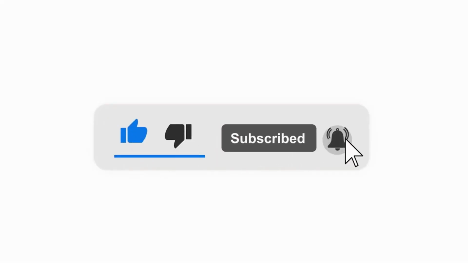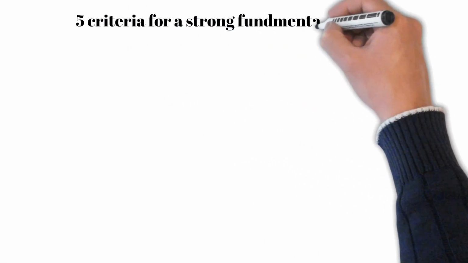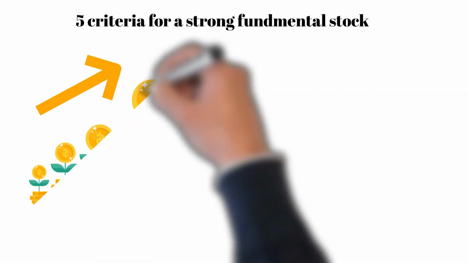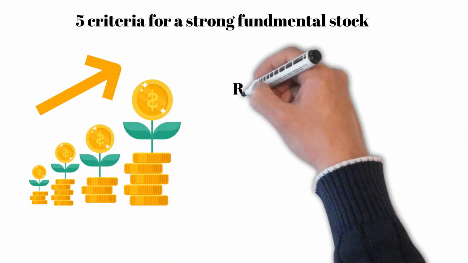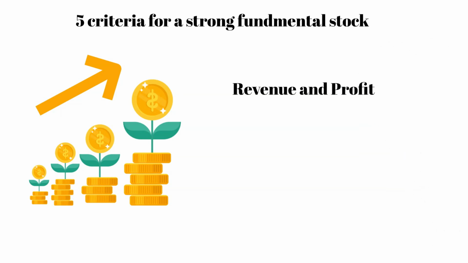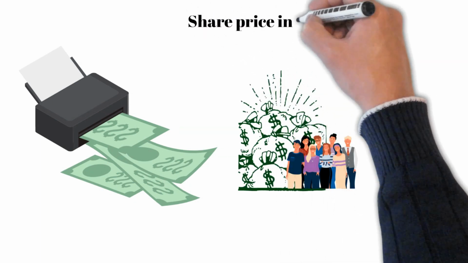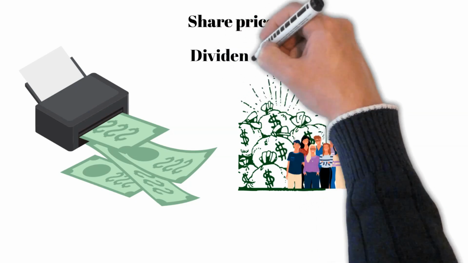To make the fundamental part as simple as we can, I have selected 5 most important criteria. First, consistent and increasing revenue and net profit over the past 3 to 5 years. We need a company that can keep making profit. Then it will reward us with either a rising stock price or pay us dividends.